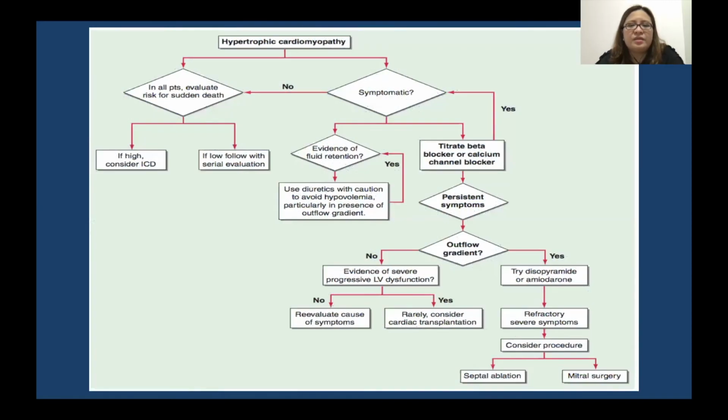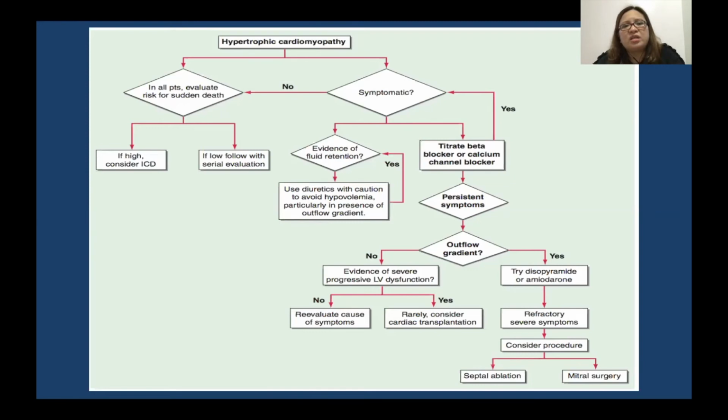So, this is the algorithm for the management of patients with hypertrophic cardiomyopathy, depending on the presence and severity of the symptoms and the presence of an intraventricular gradient with obstruction to flow. So, for patients with diagnosed HCM, you need to evaluate the risk for sudden cardiac death. If the risk is very high for SCD, consider implanting an ICD. If the risk is low, you have to do serial evaluation.